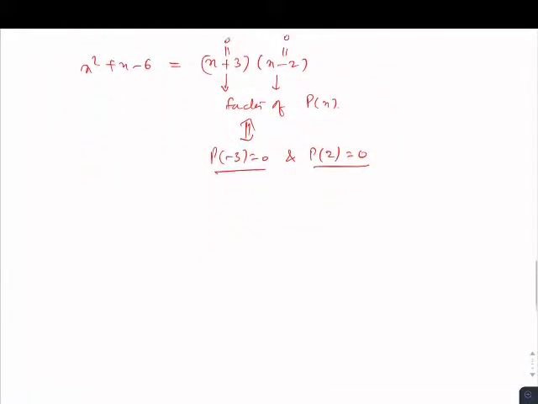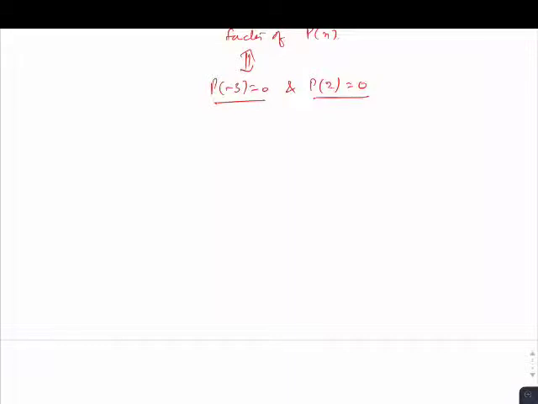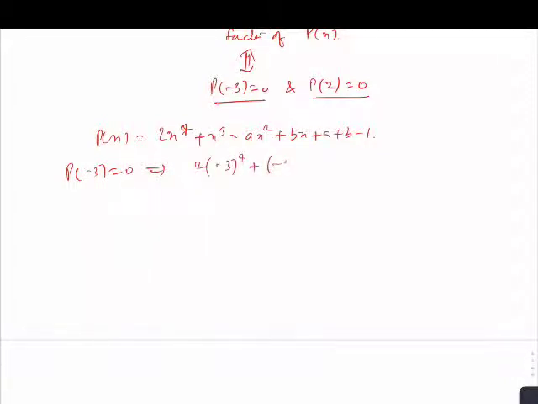Okay, so now when we have this particular structure that p of minus 3 is 0 and p of 2 is 0, what is p of x? I'll just write it down for you again. P of x above we took as 2x raised to 4 plus x cube minus ax square plus bx plus a plus b minus 1. So if p of minus 3 is 0, then what do we get? We substitute minus 3, so it will be 2 into minus 3 raised to 4 plus minus 3 the whole cube minus a times minus 3 square plus b into minus 3 plus a plus b minus 1, okay, is equal to 0.